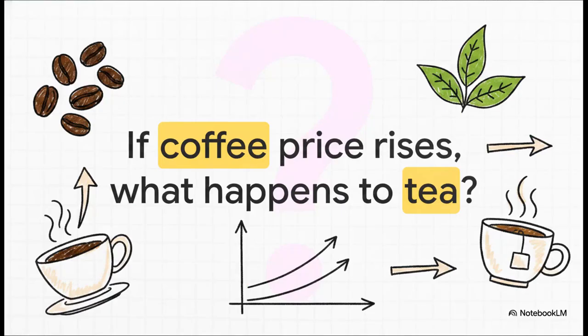To wrap up this explainer, I want to leave you with a quick challenge to test your new mastery. Imagine you're analyzing the beverage market. You observe that the price of coffee has just risen sharply due to a poor harvest. Knowing what you now know about external levers and substitute goods, what exactly happens to the demand curve for tea? Does it just move along the line, or does the entire line shift? I'll let you ponder that one as you look at the real world through your newly upgraded economic lens.